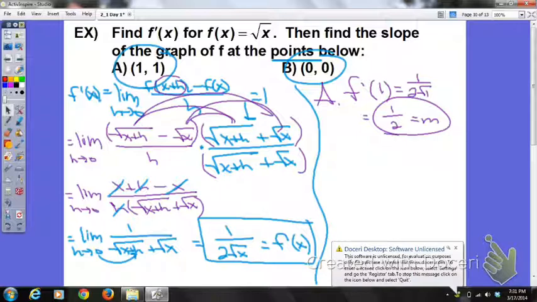However, let's take a look at the ordered pair (0, 0). So for B, f prime of 0 is equal to 1 over 2 times the square root of 0. Well, the square root of 0 is 0. 2 times 0 is 0. So we get 1 over 0, which we know is undefined.